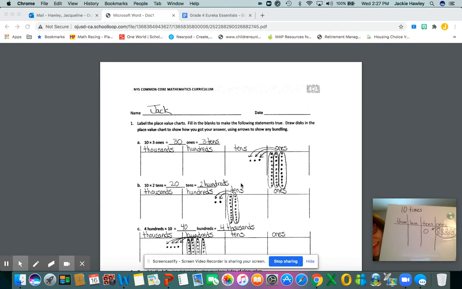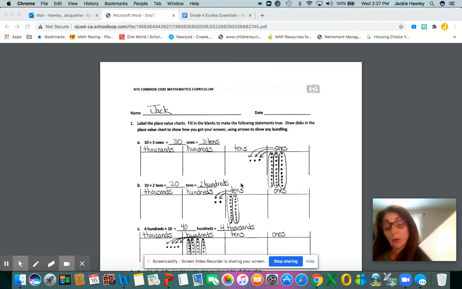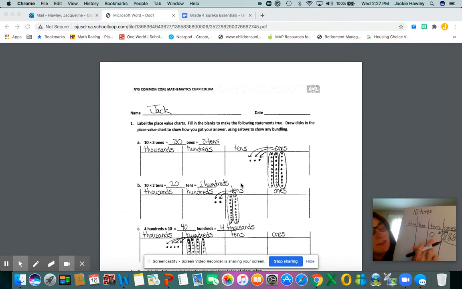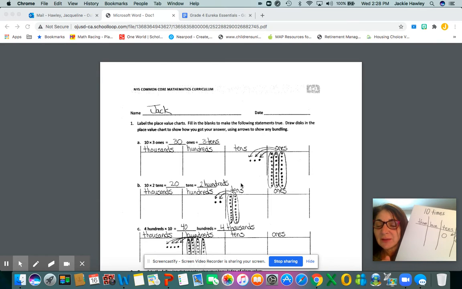We use a base 10 number system. We only have 10 digits, 0, 1, 2, 3, 4, 5, 6, 7, 8, 9, but they're used all different ways in math. So now we have, what if I have 10 tens? What do you think? I think you're going to get the picture here. We bundle those tens and bring them over to 100, okay?